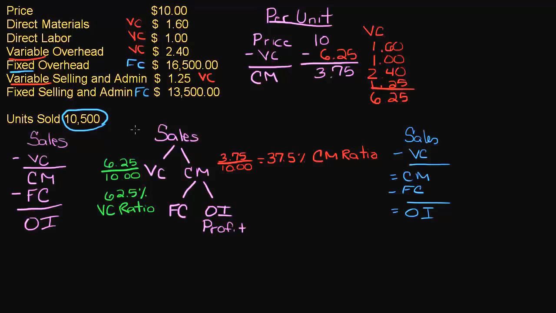Let's do this the long way and fill out our entire income statement. Sales, 10,500 times $10, equals 105,000. My variable cost is going to be $6.25 times 10,500 units, which is 65,625. So my contribution margin is $39,375. And you notice if you take $3.75 times 10,500 units, we get 39,375.